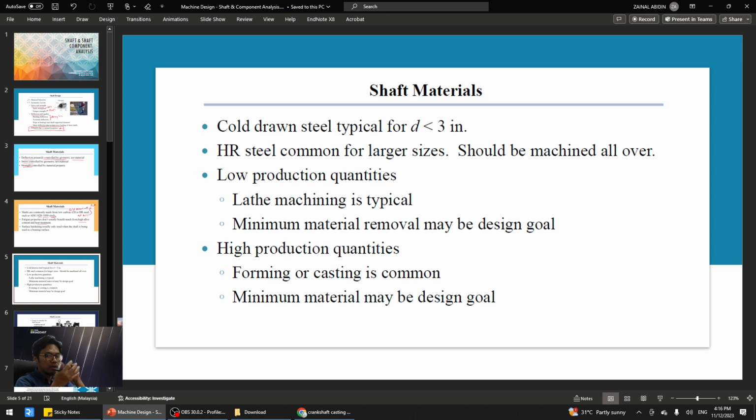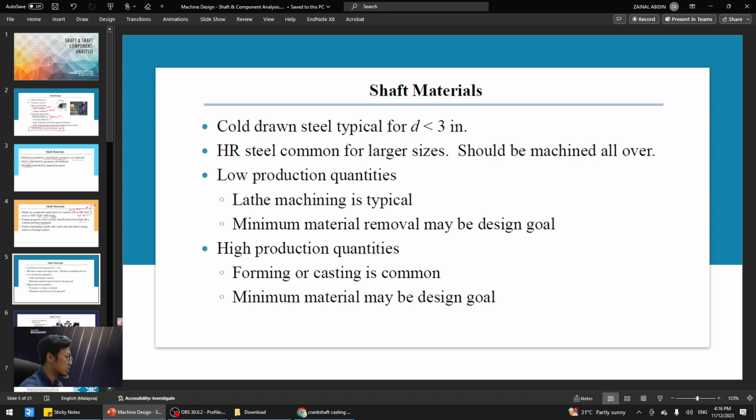Satu ingot of steel material kemudian dimasukkan dalam satu hot roll. Roll ni ada beberapa silinder kan, dimasukkan macam tu, kemudian akan hasil lah satu shaft berbentuk macam tu ke bawah. Kemudian low production quantities untuk buat shaft selalunya akan menggunakan lathe machine.